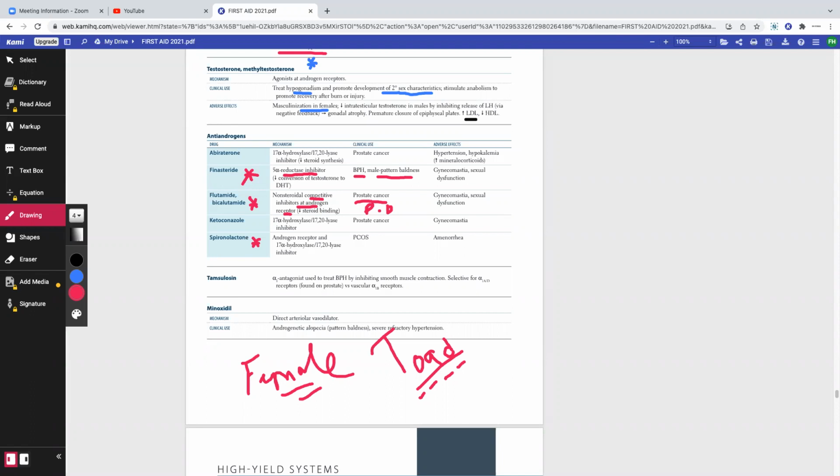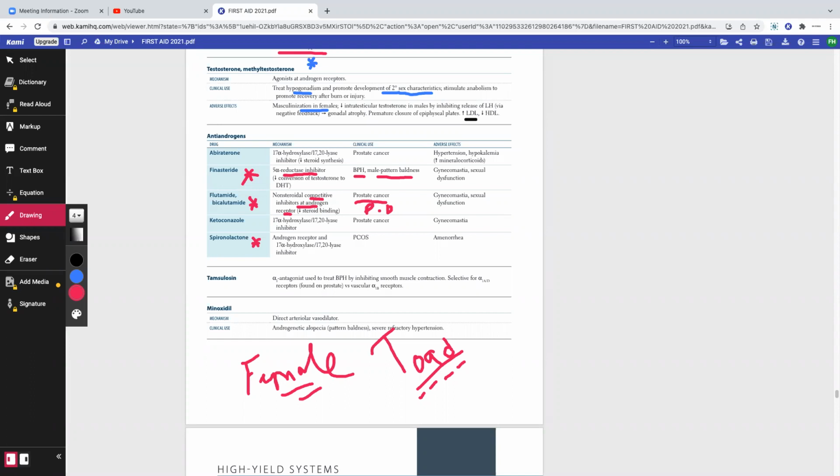Which one will you give first, flutamide or degarelix? Flutamide. You will give flutamide first, then you will give degarelix. Are we clear, yes or no? Why? Because flutamide is more effective, that's why.